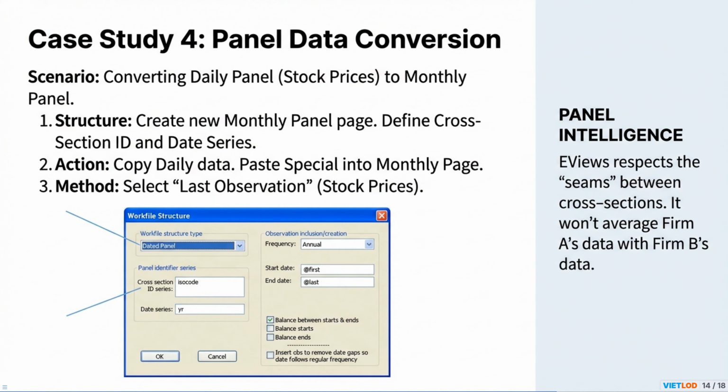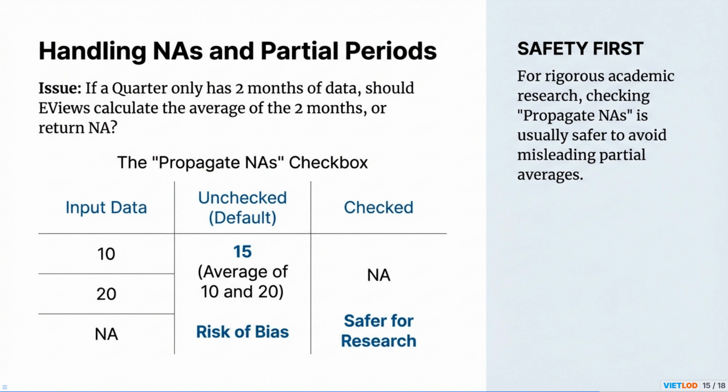Let's consider converting a daily panel of stock prices for multiple firms into a monthly panel. First, you need to set up the structure. Create a new workfile page with a monthly frequency and define it as a panel, specifying the cross-section ID and date series. The action is the same. Copy the daily panel data and paste special into the new monthly panel page.